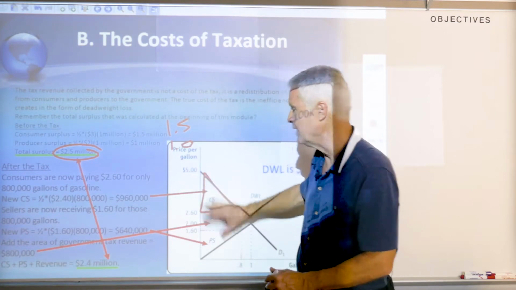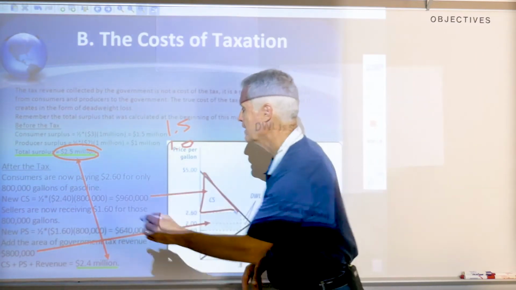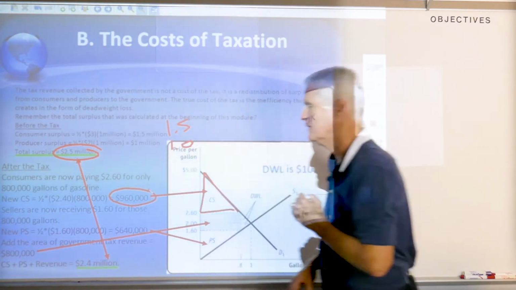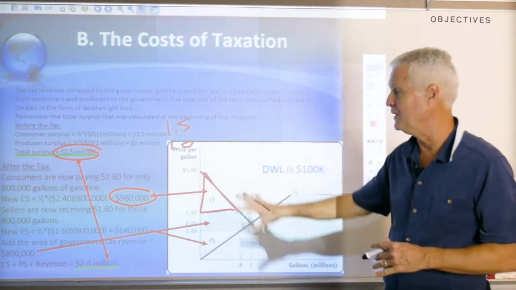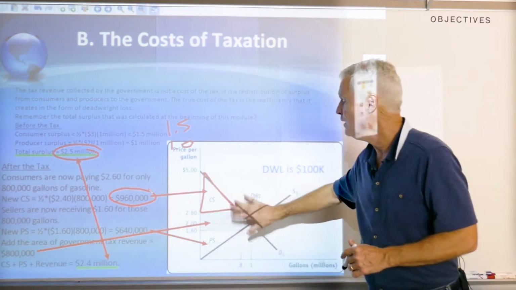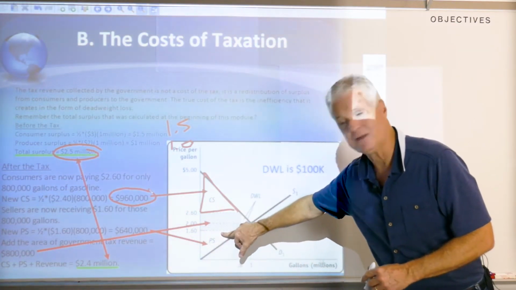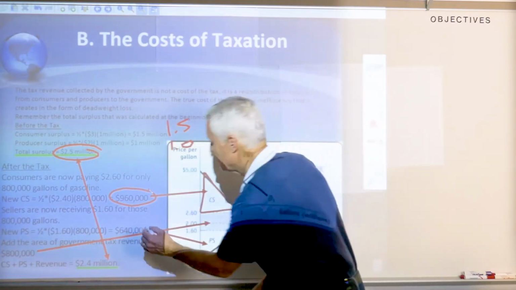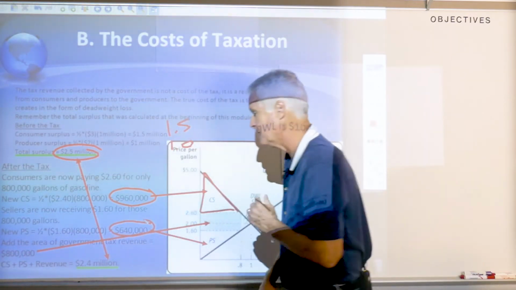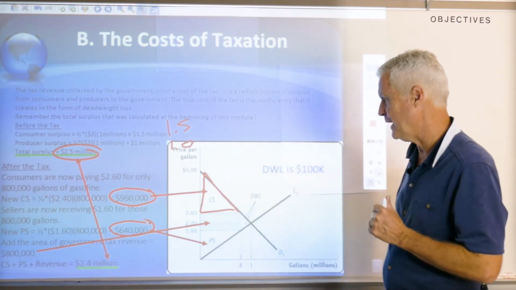Okay, and we've got our calculation. Same thing, a triangle. We've got a calculation that comes out to $960,000. You can look at that, but trust me, it's $960,000. The new producer surplus, they only get $1.60. That comes out to $640,000. Add those two together.